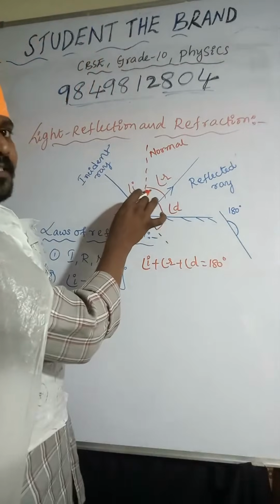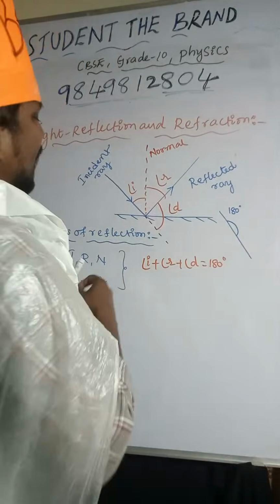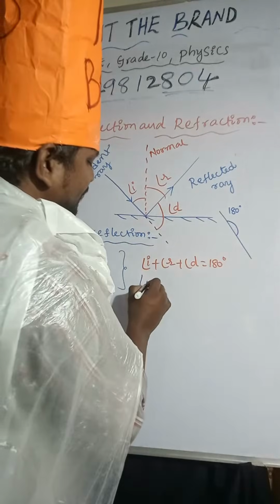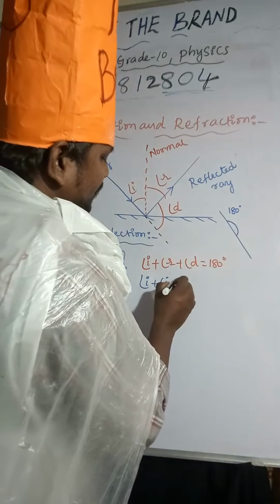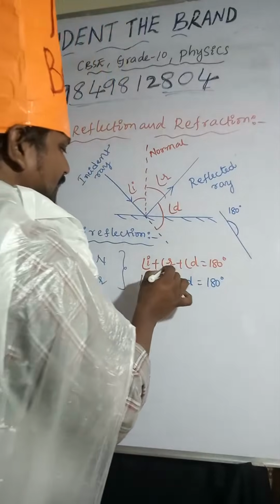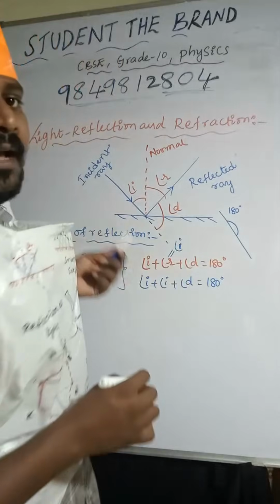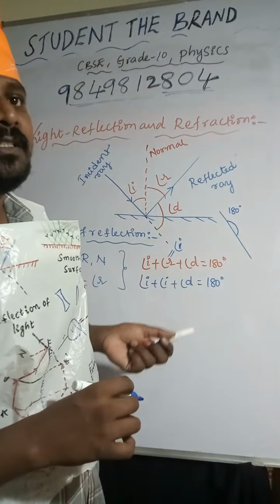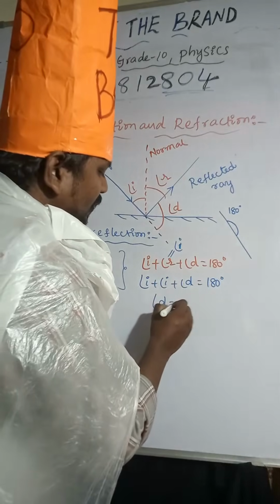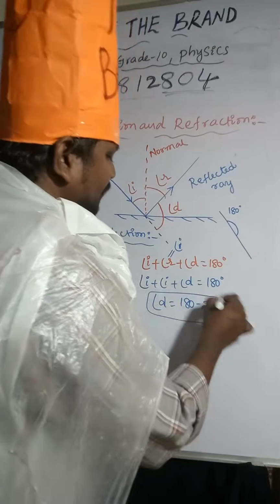Angle of incidence plus angle of reflection plus angle of deviation equals 180 degrees. Now, from the laws of reflection, we can write angle of incidence plus angle of incidence plus angle of deviation equals 180 degrees. Because the angle of reflection equals the angle of incidence, we can write angle of incidence in the place of angle of reflection. Now angle of deviation equals 180 minus 2 angle of incidence.